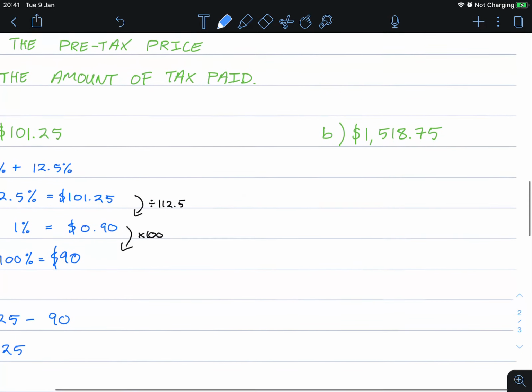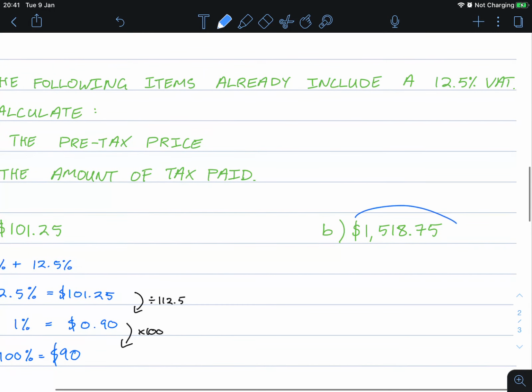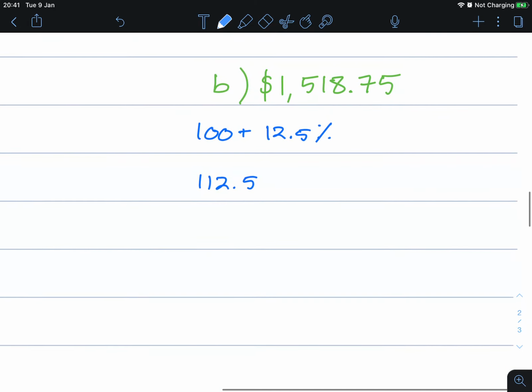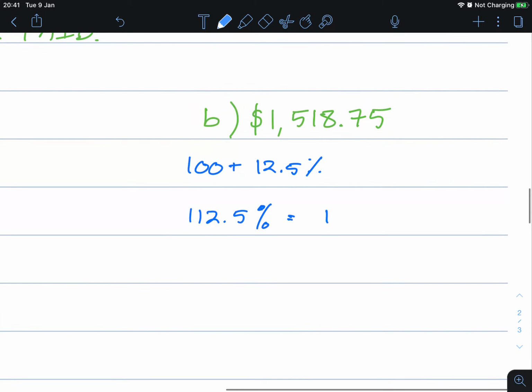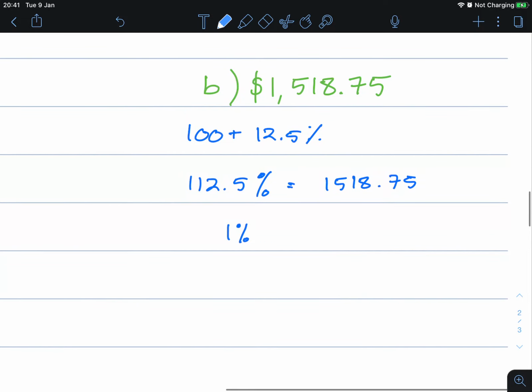Let's do this one more time. Once again, this price here represents the original 100% plus 12.5%. So this is 112.5% is equal to this large amount here, 1518.75. And similar to the previous method, we find 1% first. So we're dividing by 112.5 on both sides.